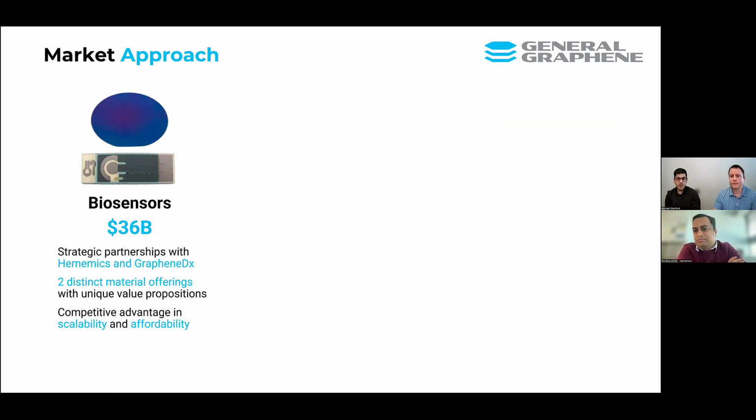And on the other side of things, on the electrochemical sensing side, we have the electrochemical device platform, which is closer to an end product relative to the graphene on substrate you're seeing right above it. We have strategic partnerships in this field, of course, with Hememics, who you've just heard from, and also with Graphene DX, which is another company in the point of care space, developing platforms using our material.